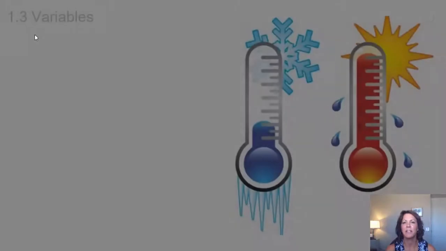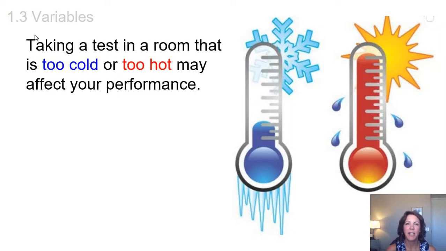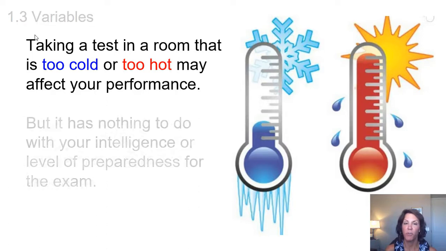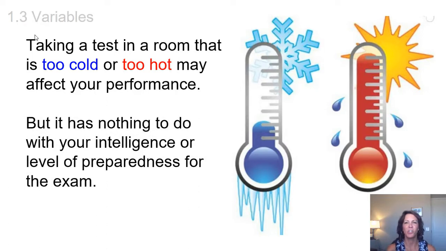Variables also can be factors that influence individuals. Let's take a look at an example of this. Let's say you're taking a test. Either the room is too hot or too cold, and this affects your performance. It has nothing to do with your intelligence or how prepared you were for the exam, but it's an external variable that causes a change.